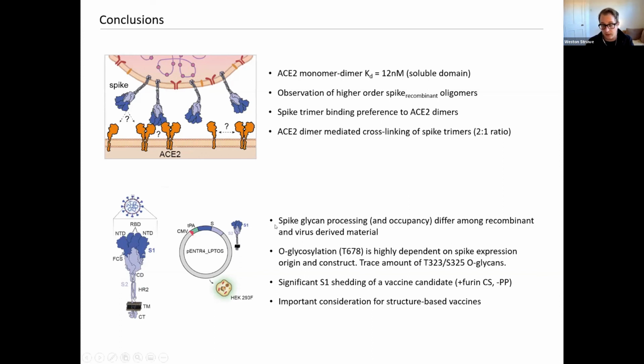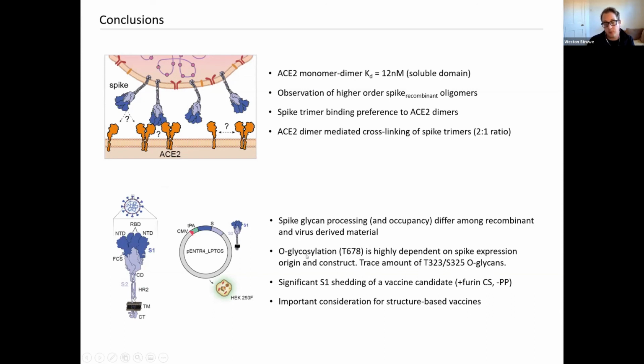And then to come to our glycosylation analysis, the glycans are certainly different between recombinant and virus-derived material. And I think this is something that we should consider when we look at recombinant material in the context of immunogens, especially. We see O-glycosylation at position 678. We didn't see any O-glycans, or only trace amounts, at 2 other sites that had been variably reported among the different glycomics analysis papers. We didn't see any glycans there, for what it's worth.